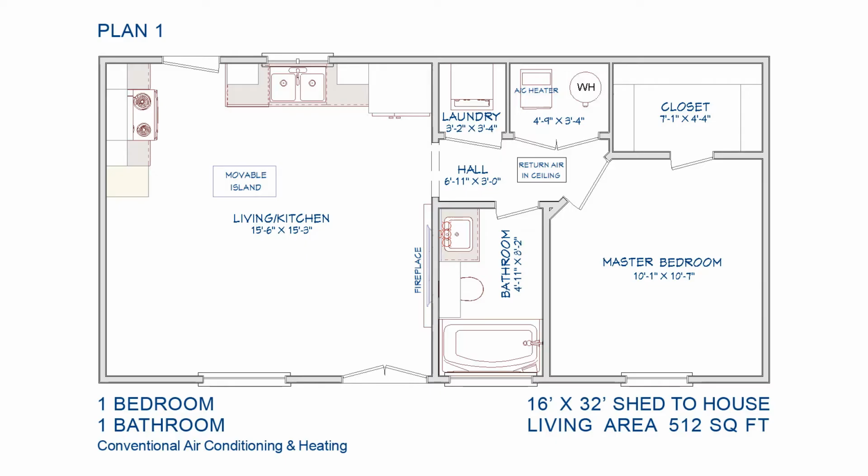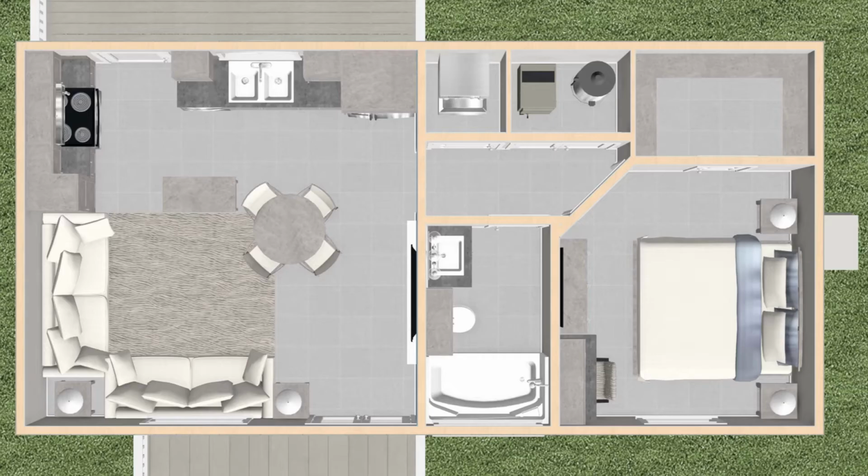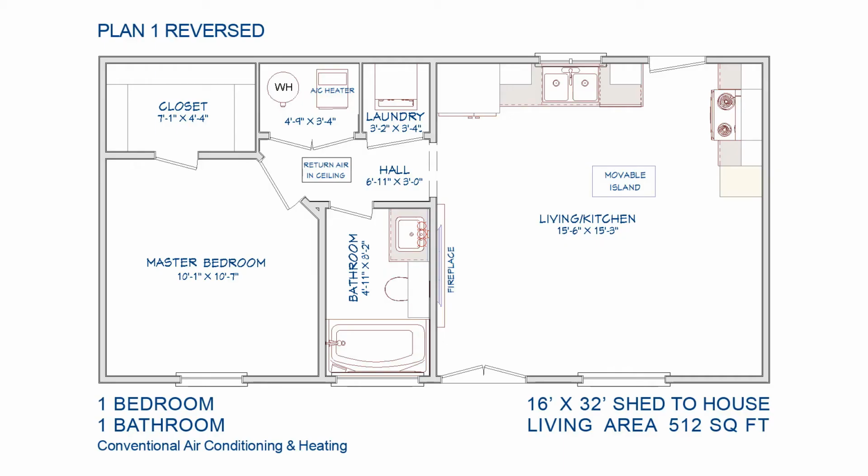The first floor plan is for a 16-foot by 32-foot shed with a bedroom and a full bathroom. There is closet space for conventional air conditioning and heating, along with a built-in electric fireplace. Some of the interior walls have the 2x4 studs turned sideways to save 2 inches of space on each wall. Here is the same floor plan 1 reversed.